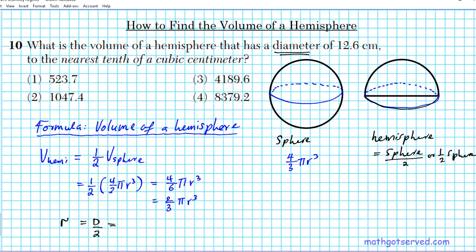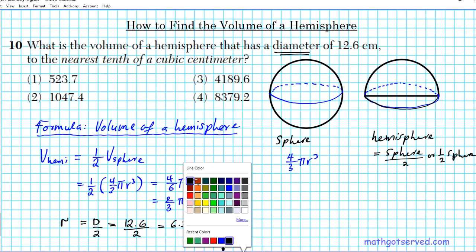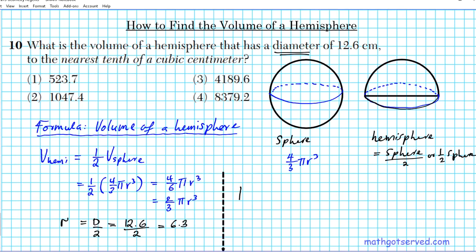So the diameter is 12.6. All we do is divide that by 2. 12.6 divided by 2 is 6.3. Now we are ready to find the volume, because the only variable we need to find the volume of a hemisphere is the radius, and we have it already. So V is equal to, let's write down the formula again, 2/3 pi r cubed. I'm going to plug in r here, so you have 2/3 times pi times 6.3 raised to the 3rd power.